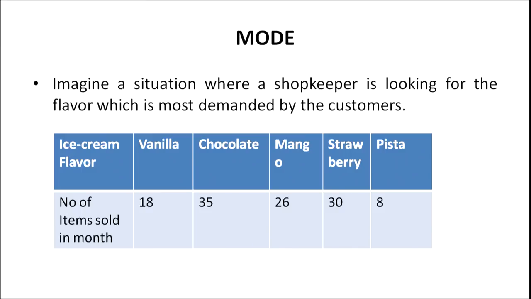Now, we have come to the end of the first measure of central tendency, that is arithmetic mean, and I will go on to the second measure of central tendency, that is mode. Now, imagine a situation where a shopkeeper is looking for the flavor which is most demanded by the customers. In the first row the names of the ice cream flavors are given, and in the second row, the number of items sold in a month. So the flavor vanilla is demanded by 18 people, chocolate 35, mango 26, strawberry is opted by 30 people, and pista flavor by 8 people.